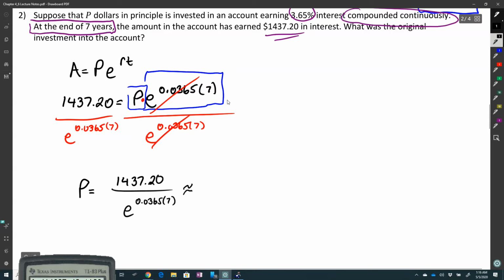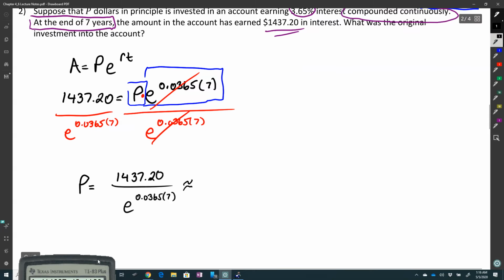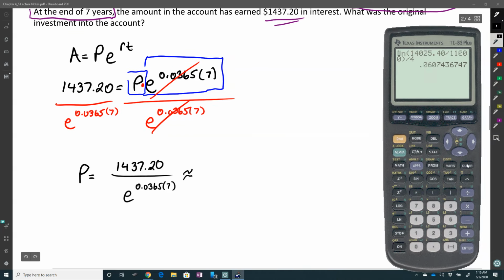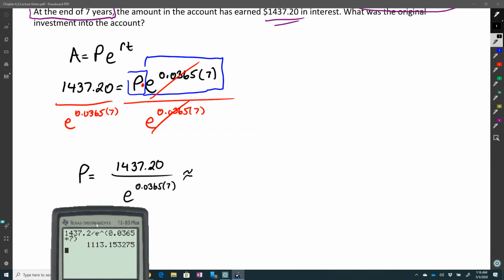And they didn't tell us how much to round to, but we should know how much to round to. When you're dealing with money, money is 2 decimal places because you can't go smaller than a penny. So 1437.2 divided by e to the 0.0365 times 7. Close it. And you get 1,113 and 15 cents.